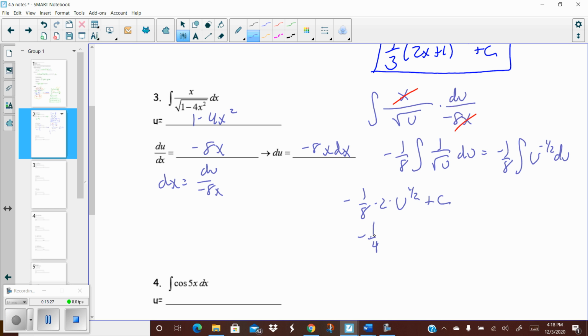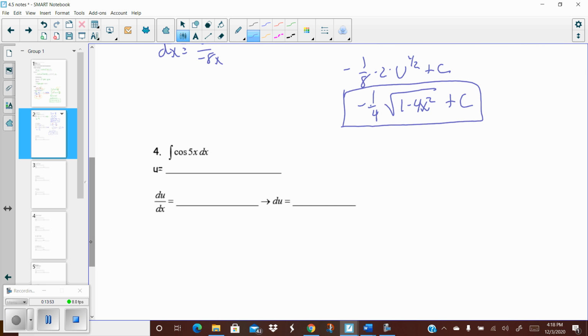And we have to replace the u with the original 1 minus 4x squared. So that becomes the square root of 1 minus 4x squared. You could have left it as 1 minus 4x squared to the 1/2 power. It doesn't matter. Just know that they are the same thing. And there's your antiderivative, your integral. Okay? Number 4.